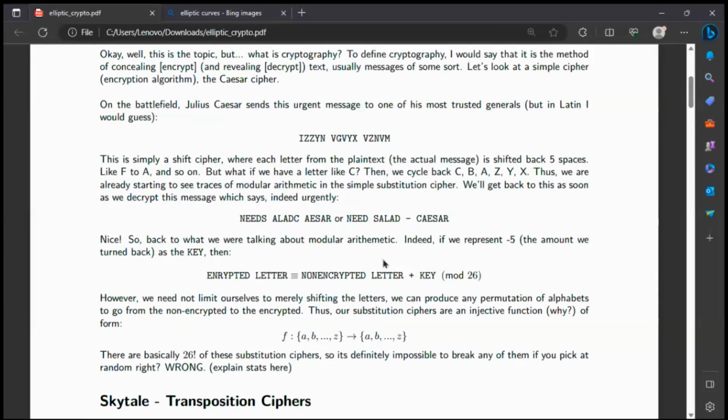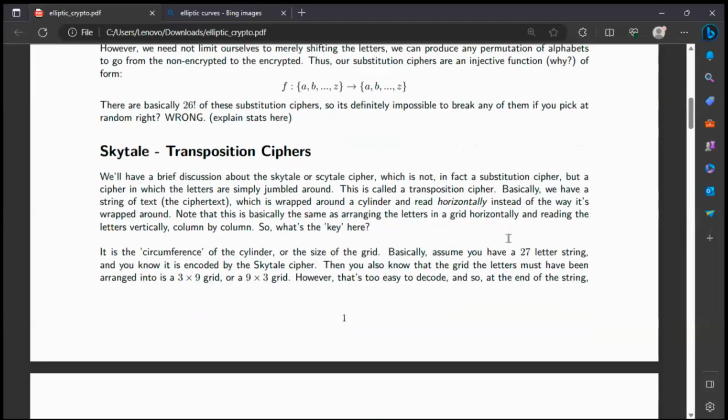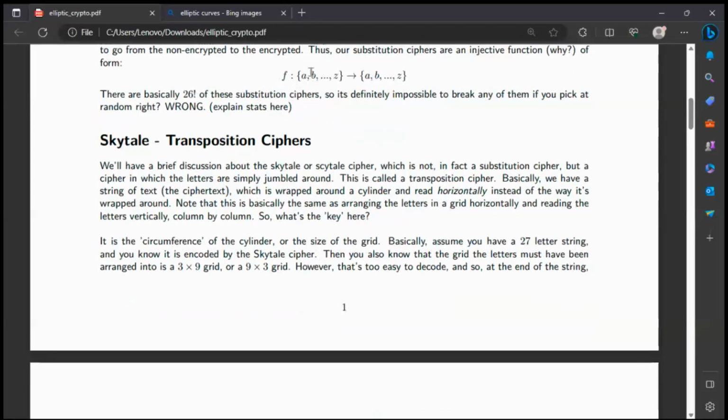We don't really need to limit ourselves to only shifting the letters. We can also produce any sort of permutation of the alphabet, such as A going to C and B going to H and C going to A, right? So that also works. And our substitution ciphers basically become a bijection from the set A, B, C, D to Z to the set A, B, C, D to Z.